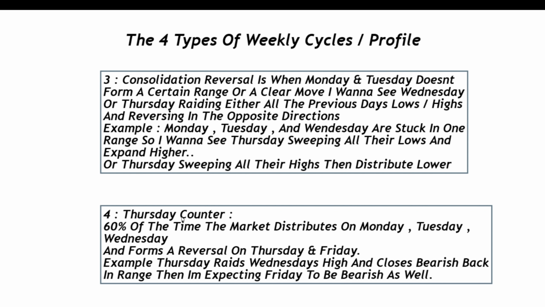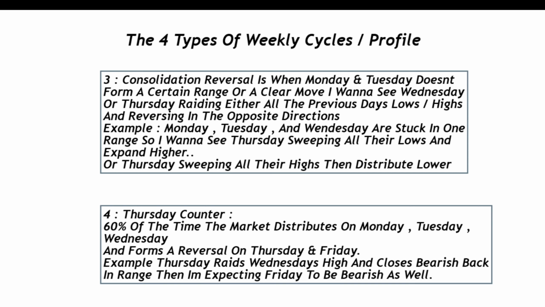And finally, the Thursday counter. 60% of the time the market distributes on Monday, Tuesday, and Wednesday, and then forms a reversal on Thursday and Friday. So the market cycle 60% of the time moves this way. Monday to Wednesday is a distribution period for the market, a one-sided distribution.